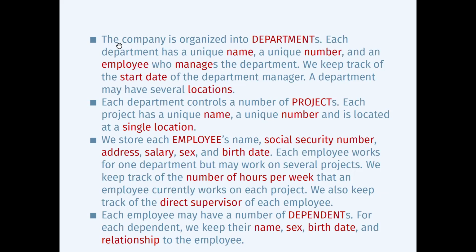And if you go to the description of the department, you can say each department controls a number of, sorry, not that one, this one. The company is organized into departments. Department has a unique name, unique number, and an employee who manages the department. We keep track of the start date of the manager. A department may have several locations. Can you notice here? It says several locations.